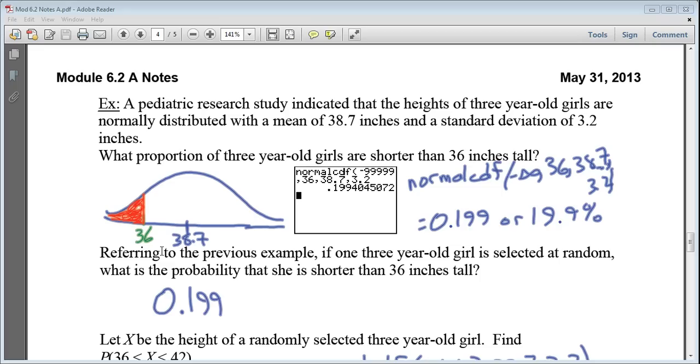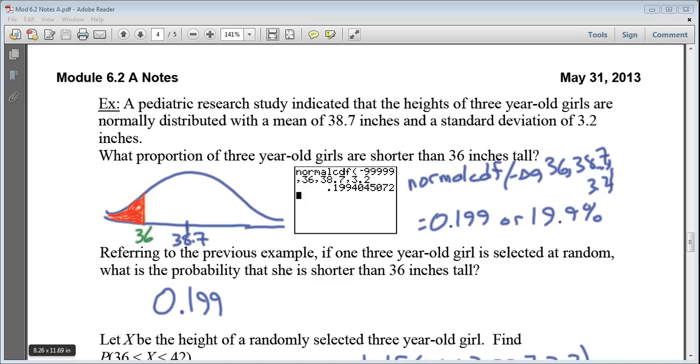Now I look at my question. It says, what proportion of 3-year-old girls are shorter than 36 inches tall? So I look at 36 inches, that's a height. I put it on my x-axis below 38.7. And since the question says what proportion are shorter than 36 inches tall, that means I'm going to shade to the left, because shorter than 36 inches tall means below 36, so that's to the left of 36 on my x-axis. Now, anytime you want to find an unknown area under the curve, and areas under the curve give you proportions or probabilities, you use Normalcdf.